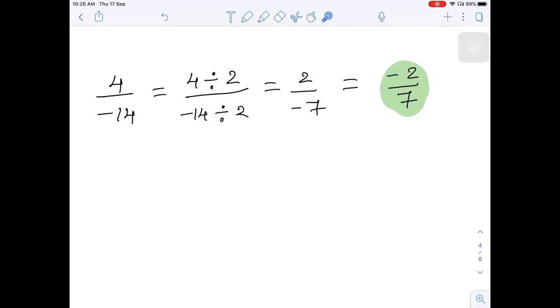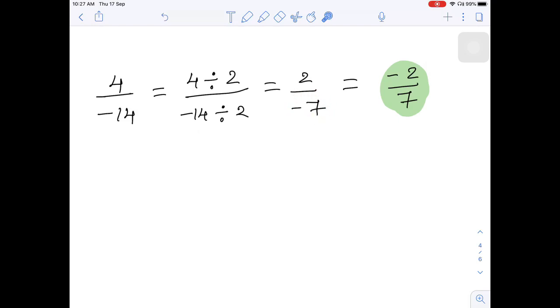Suppose now we have a number 4 upon minus 14. Is it in lowest form? You want to write it in standard form. So what is the condition for writing in standard form? First, it should be in lowest form. So no, this number is not in lowest form. We can divide the numerator and denominator by the same number, that is 2. So 4 divided by 2 is 2, and minus 14 divided by 2 is minus 7.